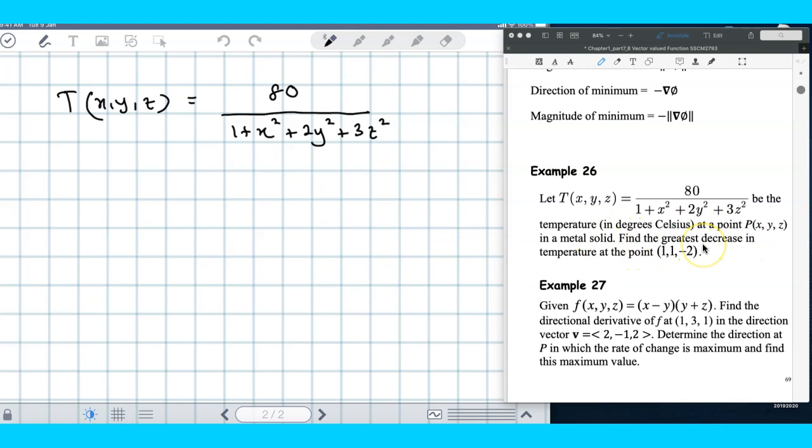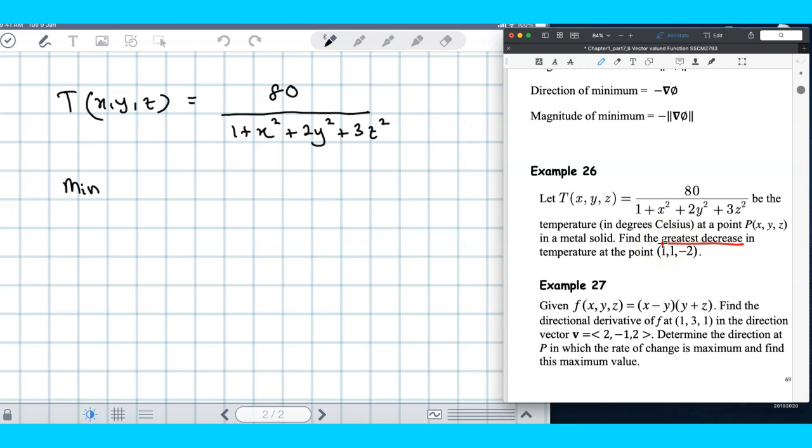Find the greatest decrease. So what can you understand with the words greatest decrease? Something minimum, right? So the minimum value. So now we want to get the smallest or minimum rate of change of the temperature at the given point. In terms of direction, the question here says find the greatest decrease, so it looks like they ask about the value itself.